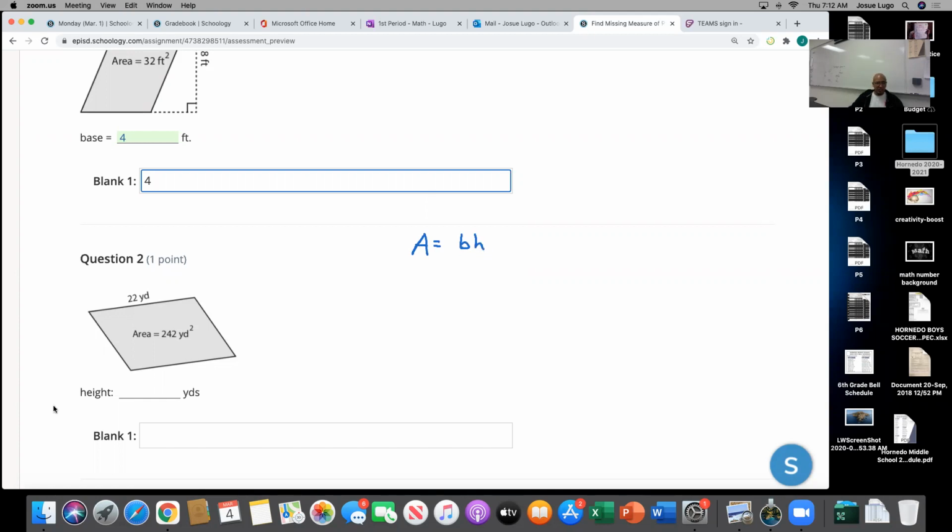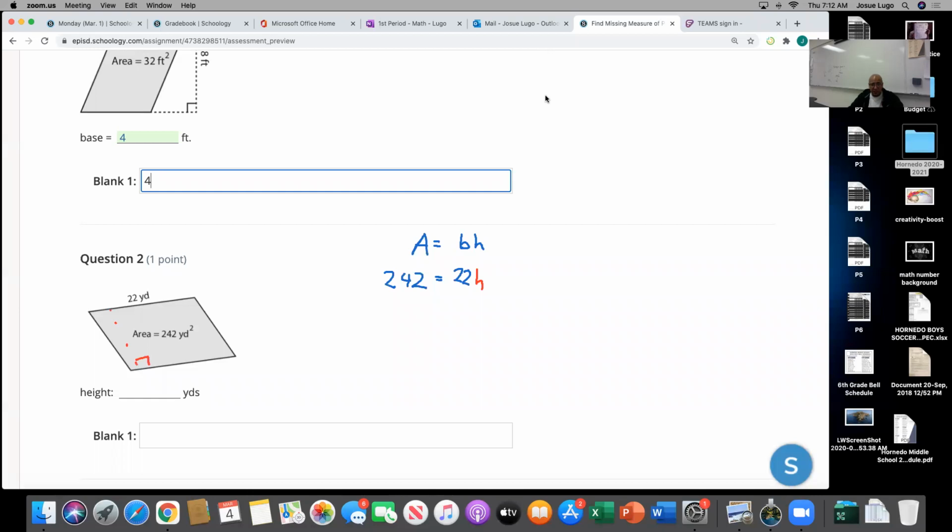All right, now let's just fill in the values that we know. We have the area, which is 242. That is going to be equal to whatever the base is, which is given to me, which is 22, times the height, which I do not know in this case. I don't know what the shortest distance from here to here is. And remember that we want it to be perpendicular. All right, so now I have an equation.